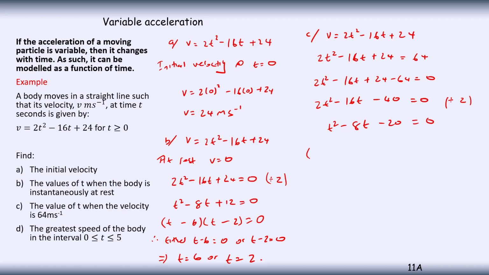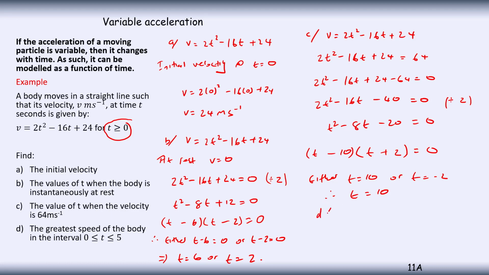I can factorize this. Minus 20, so I'm looking for 10 and 2, minus 10 plus 2. So either t is equal to 10 or t is equal to minus 2. But we're told in the question that t is greater than or equal to 0, therefore t is going to be equal to 10 in this part of the question.